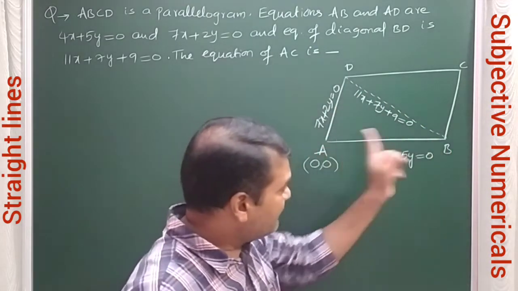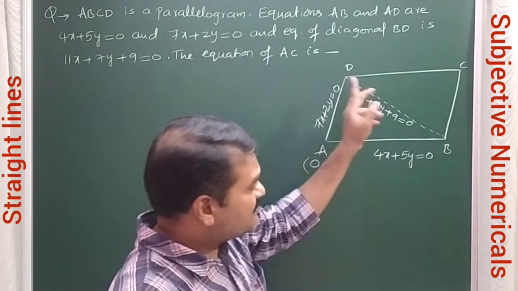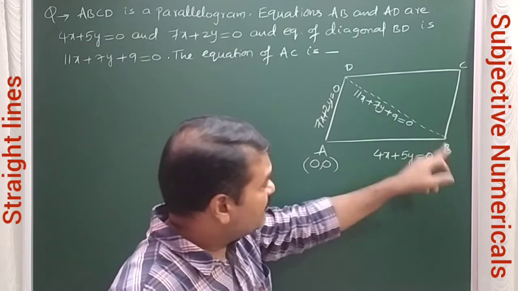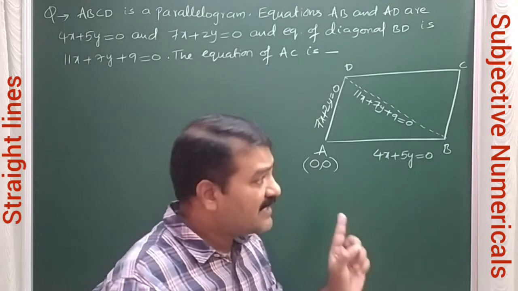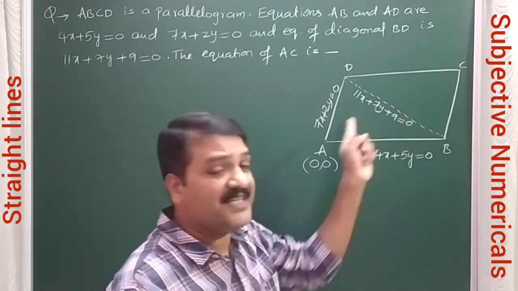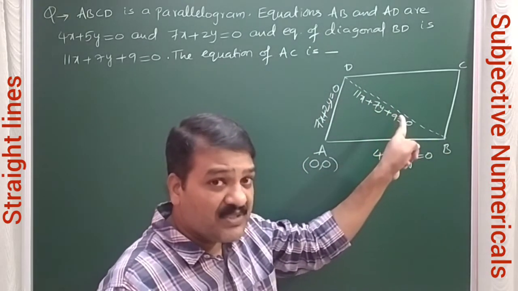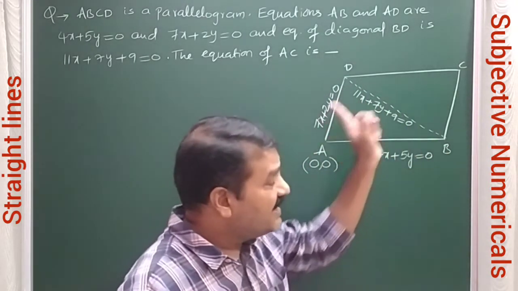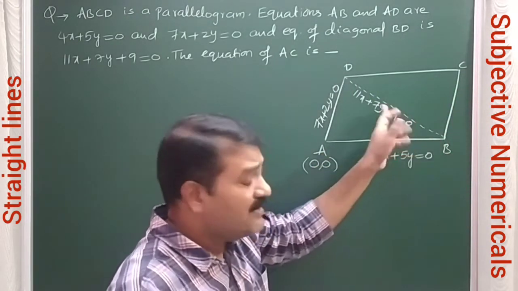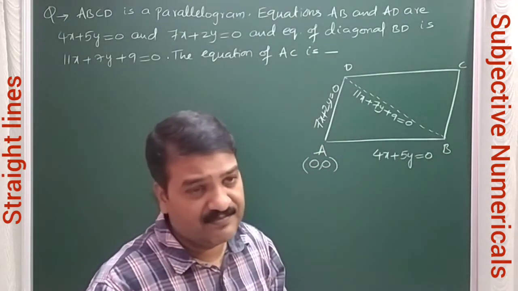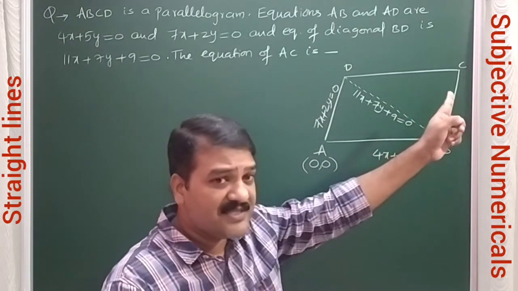Solving BD and AB, we will get the vertex B. So once we get the vertex B and D here, we can find the midpoint of BD. And we know that in a parallelogram the diagonals bisect each other. So if we find the midpoint of BD, that will be the midpoint of AC also. Diagonals bisect each other, so the midpoint of BD will be the same as the midpoint of AC.